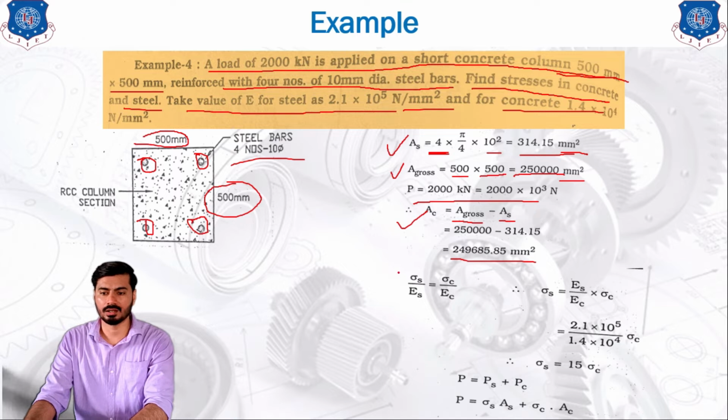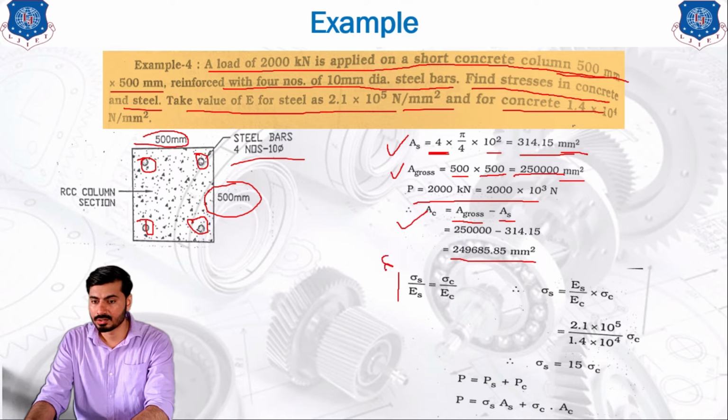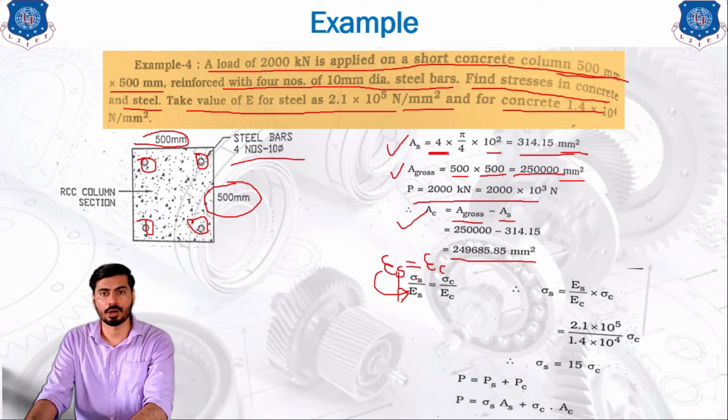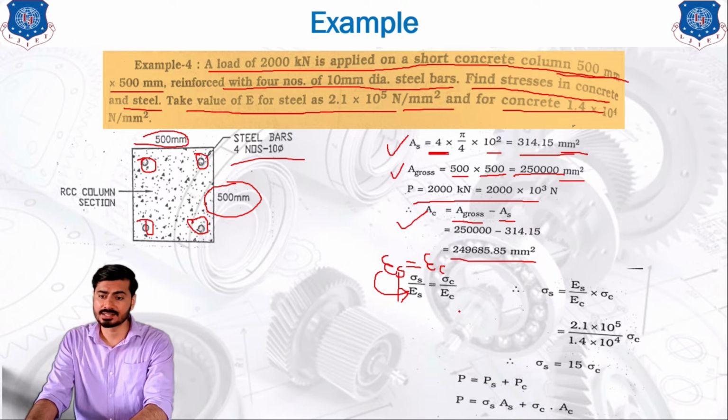Now if you look at the basic method to calculate this type of example, it is nothing but the strain in one material is equal to the strain in another material. So here in this case, strain in steel must be equal to strain in concrete. If you want to put the value of strain, then you can write the strain as stress upon Young's modulus, which is the basic formula of Hooke's law. So from Hooke's law, we have written sigma s upon epsilon s. Similarly, sigma c upon epsilon c.